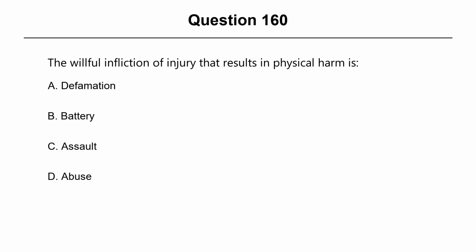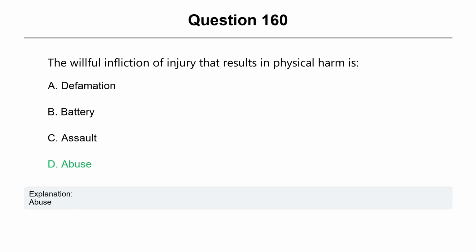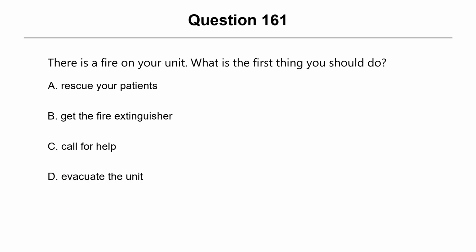The willful infliction of injury that results in physical harm is option A, defamation, option B, battery, option C, assault, option D, abuse. The correct answer is option D, abuse. Abuse. Question 161.